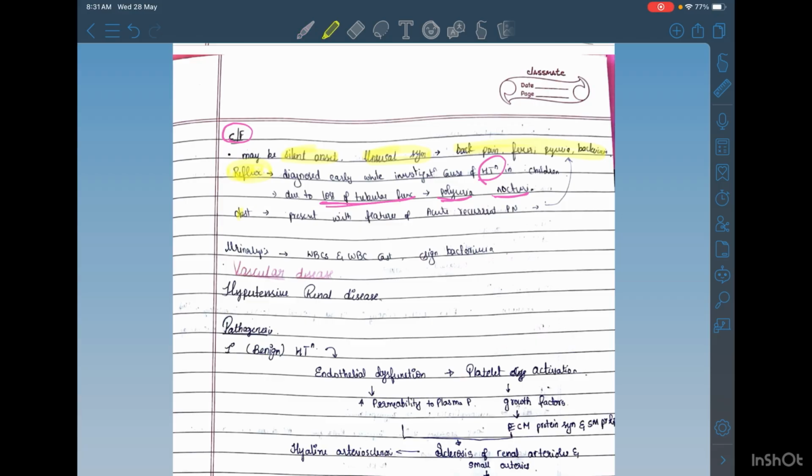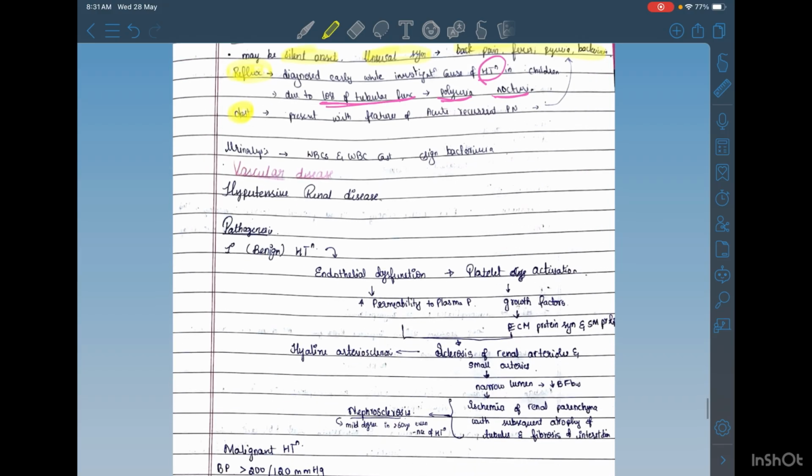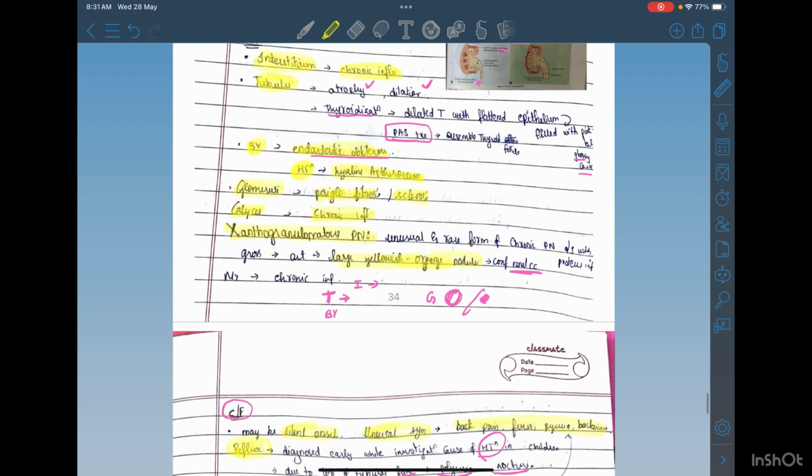In obstruction, it usually presents with the features of acute recurrent pyelonephritis, like pain in the costovertebral angle plus systemic evidence, all present, okay. So this is about pyelonephritis.